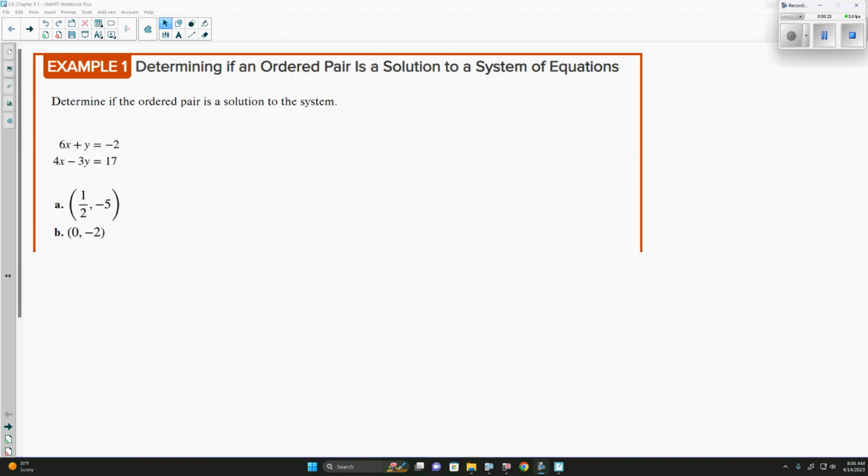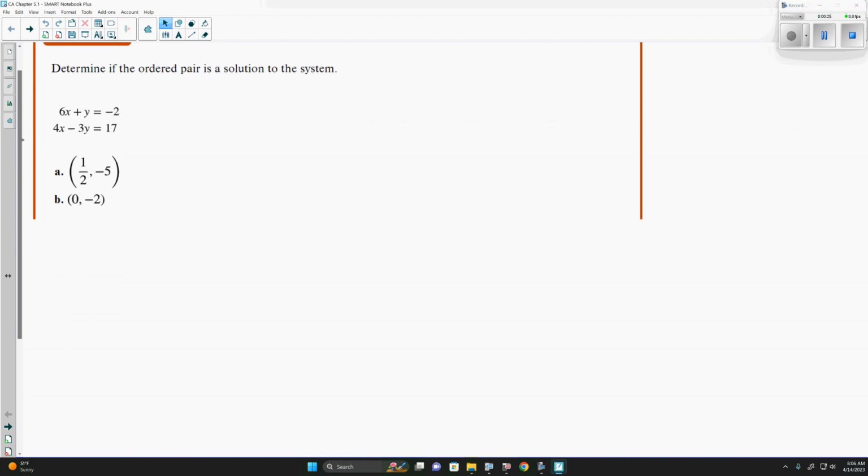Now the first thing we're going to look at is this one here. Determine if the ordered pair is a solution to the system. Now, for it to be a solution to the system, it has to work for both equations. So if we look at part A, here, 1/2 comma -5, we can plug it into the first equation.